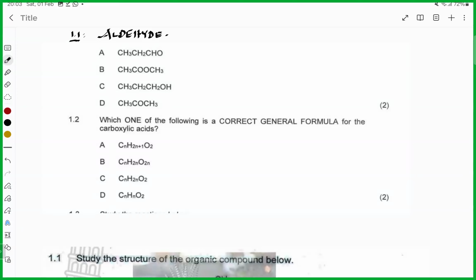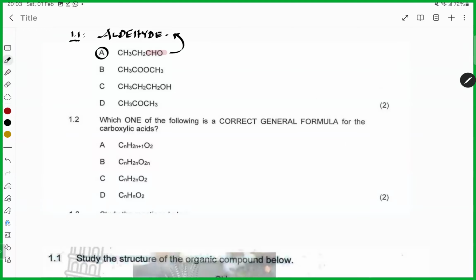Okay, whoever said A, you want to provide them with a reason, please? Because at the end it's CHO. Very good. You are supposed to know that the condensed structural formula for an aldehyde will end in CHO. If it was COH, it's an alcohol. CHO is the condensed formula for any aldehyde. So the answer there is A.